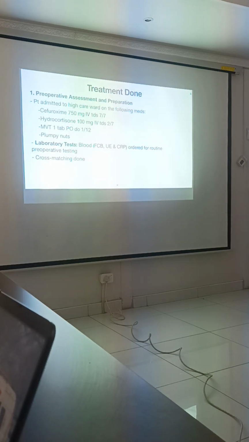On to the treatment done. Before anything was done to the patient, we did a thorough pre-op assessment and preparation. We did our clinical examination, established the diagnosis, and then the patient was admitted to high care ward on cefuroxime, hydrocortisone, multivitamins, and lampinates in preparation for surgery.